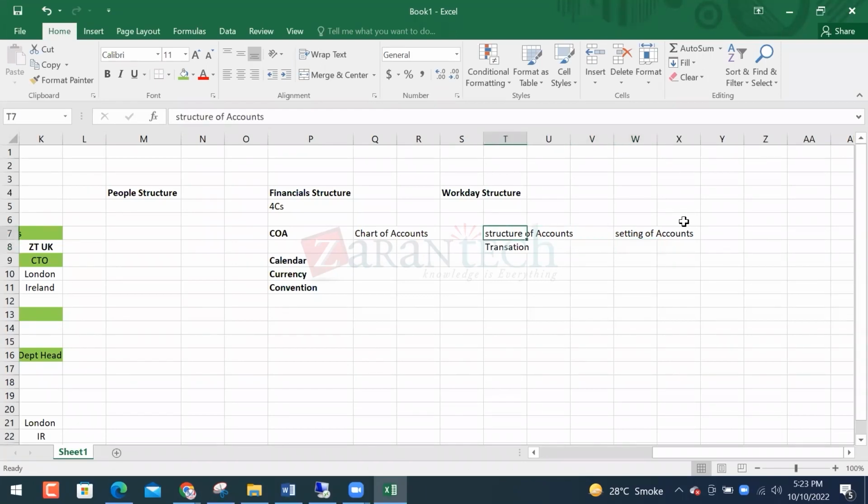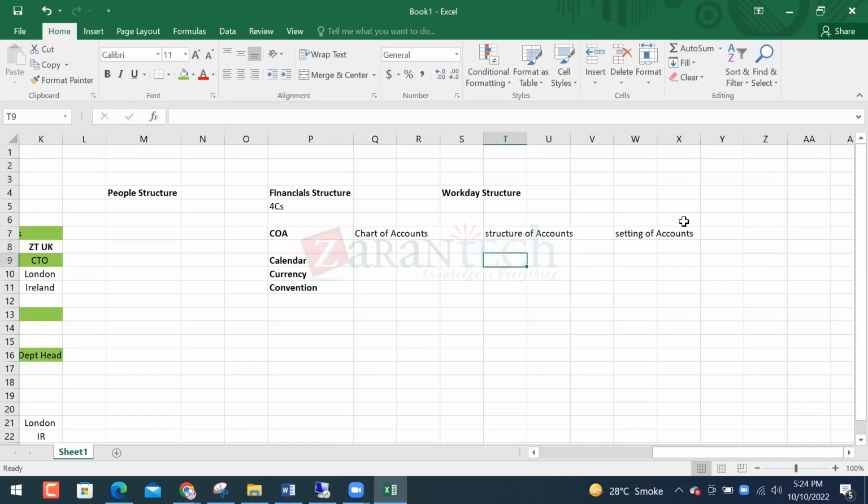Okay. So structure, that's true. You're right. Setting of accounts, to some extent it is right. But when we talk about the transaction, yes, we will utilize these charts of account in the transaction, but we do not define any transaction here in the charts of account. So this is not the correct one. Now, structure of account. Whenever we talk about a structure, every structure has certain ingredients. So here, chart of account is the structure of account. Then what are the ingredients of this charts of account?